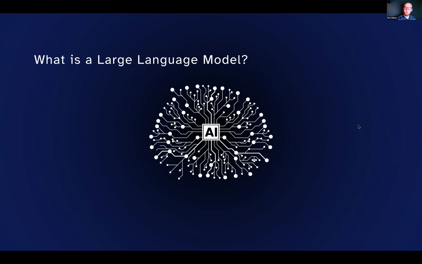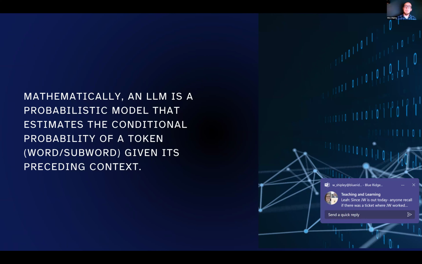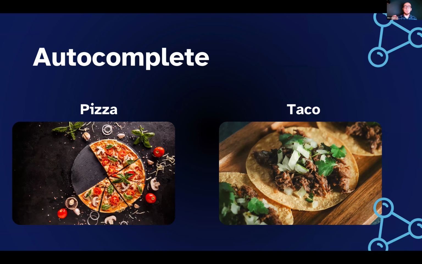What is a large language model? The complicated definition is that mathematically, an LLM is a probabilistic model that estimates the conditional probability of a token, which is a word or subword, given its preceding context. It's a really complicated way of saying that large language models are an autocomplete system. If you're familiar with autocomplete on your phone, when you're texting somebody and it starts to fill in the rest, large language models do that in a really complicated way.